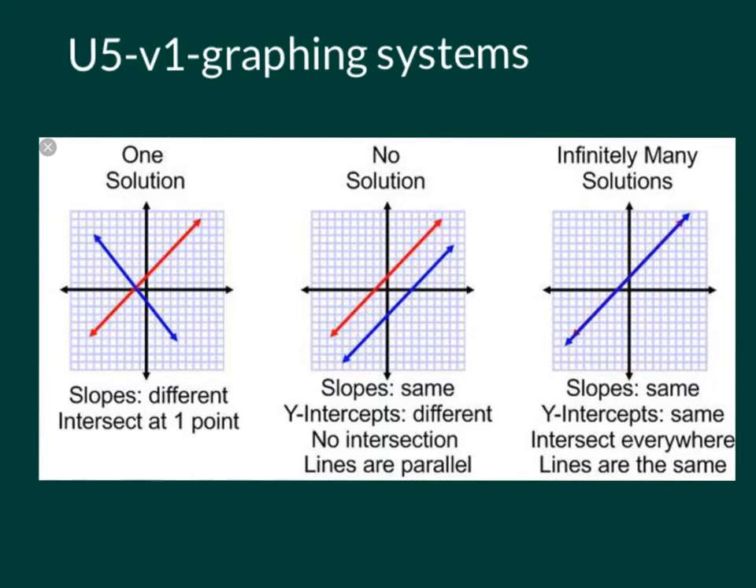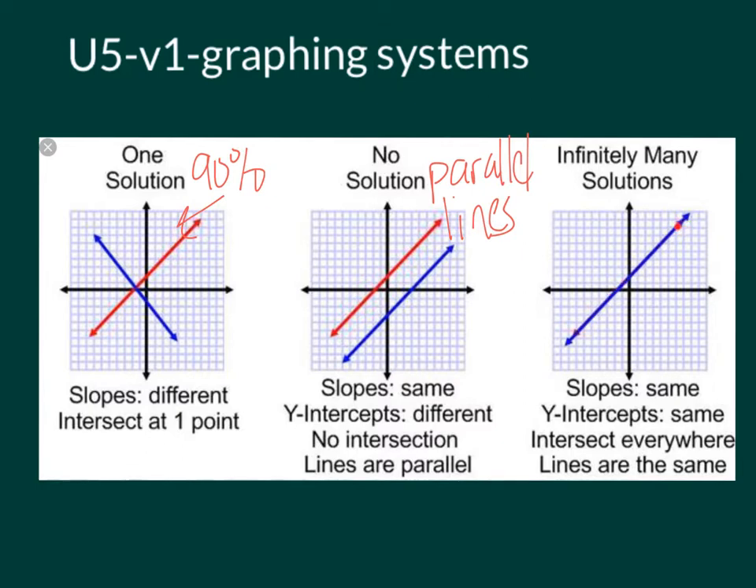I would say about 90% of all of our problems have one solution. Then there's exceptions. An exception would be no solution, which is when you graph your two lines and they never meet. That would be an example of parallel lines. Parallel lines don't meet, so there's no solution, because again, the solution is where they meet.